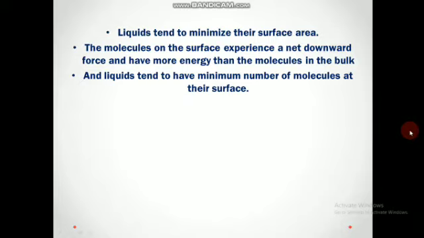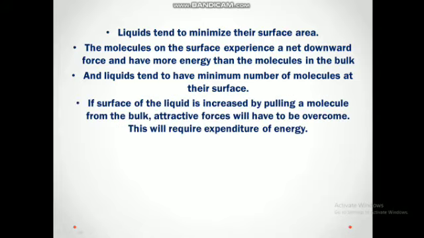And liquids tend to have a minimum number of molecules at their surface. If the surface of a liquid is increased by pulling a molecule from the bulk, attractive forces will have to be overcome, and this will require expenditure of energy. So this is another point. Liquids tend to minimize their surface area, and when we try to increase it by pulling a molecule from the bulk, the attractive forces which they have will have to be overcome.